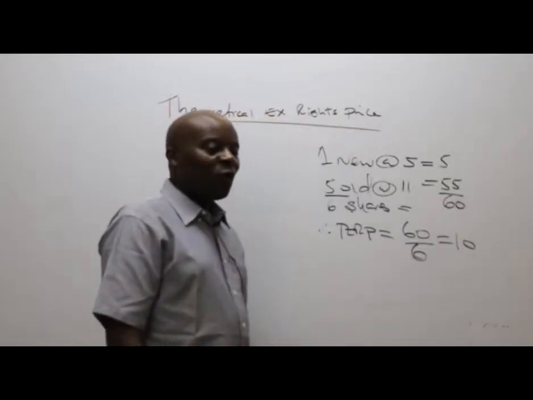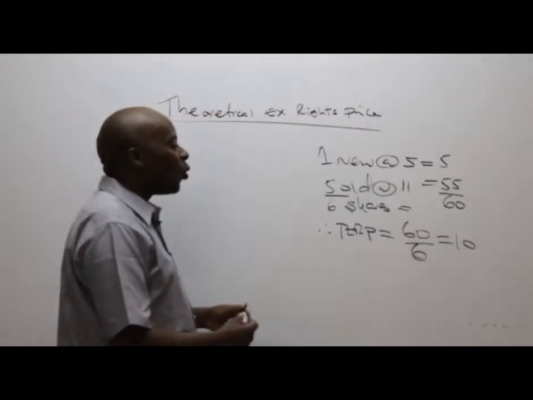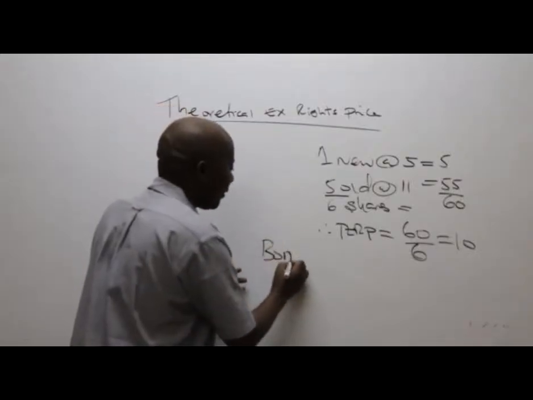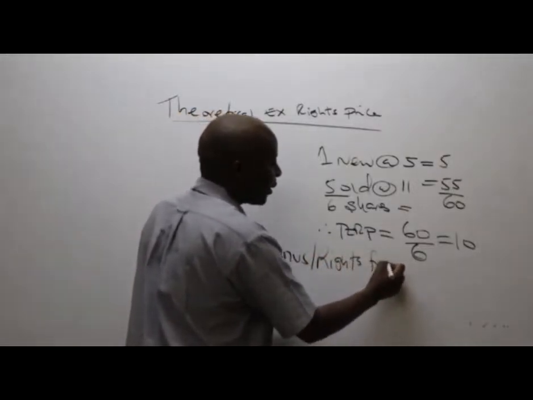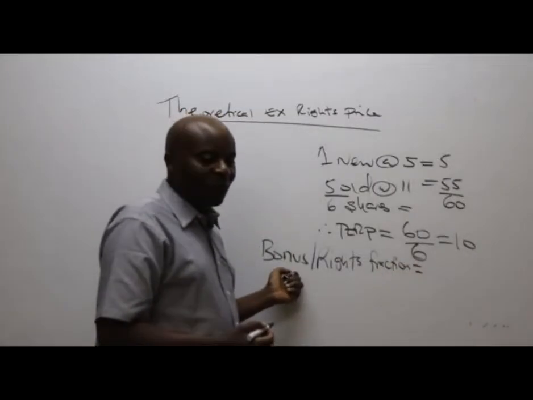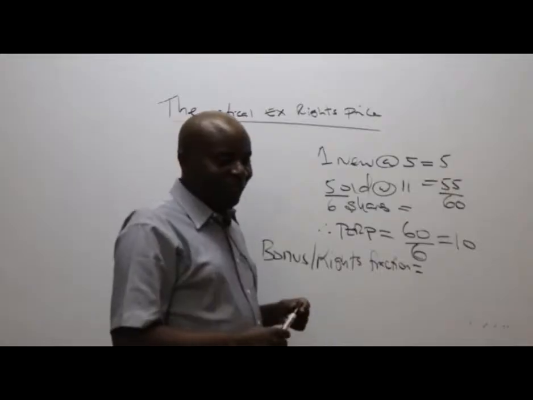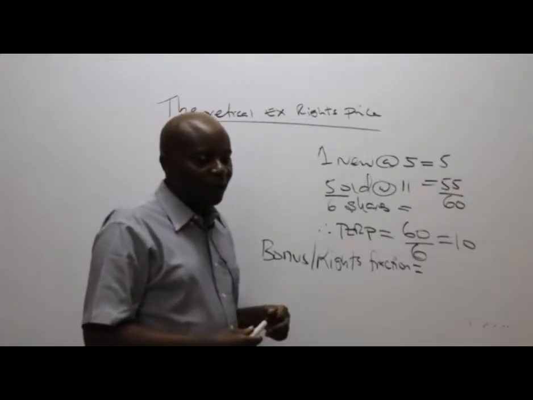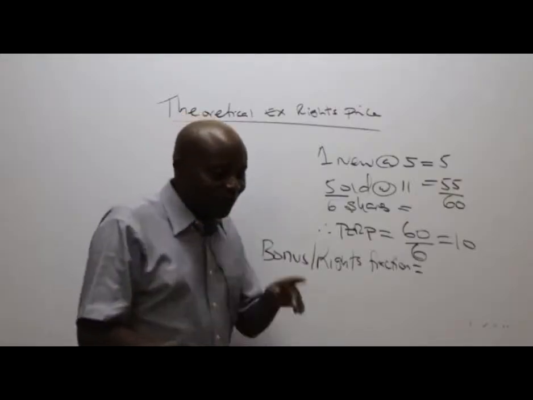And then, ladies and gentlemen, once you have given me this theoretical X rights price, because I'm an expert in this, I know there is a very important fraction. This one we call the bonus, or even the rights fraction, that I'll be using in my one-nose calculation. Is there somebody who can remind us the formula for the bonus stroke rights fraction? Nobody is talking, but I've seen Alex Mokua.